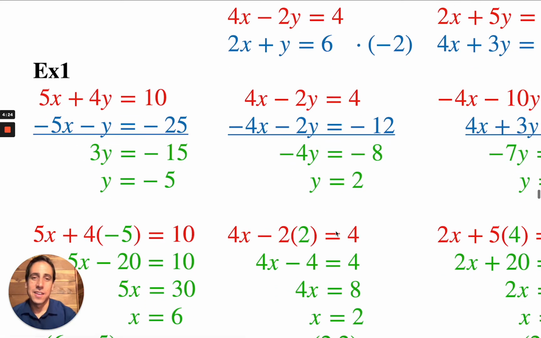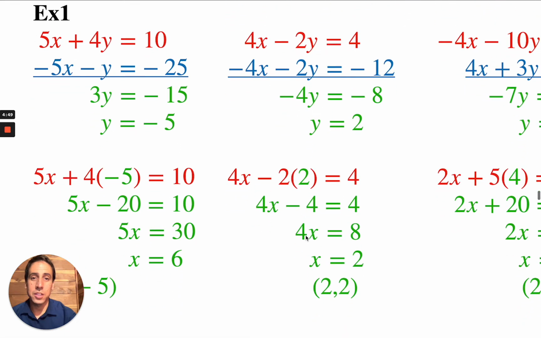Yay. Take that y equals 2, put it back into either one of the equations, the red or the blue. Doesn't matter. I'm going to choose red just because it's on the top. I probably could have chosen the blue because no one likes subtraction more than addition. But anyway, it doesn't matter. 4x minus 2 times the value of y, which we know is 2, is equal to 4. So if we know the value of y, we can find the value of x.